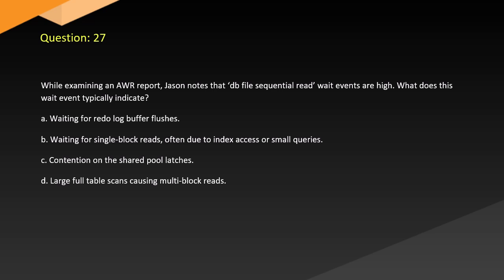Question 27. While examining an AWR report, Jason notes that DB file sequential read wait events are high. What does this wait event typically indicate? A. Waiting for redo log buffer flushes. B. Waiting for single block reads, often due to index access or small queries. C. Contention on the shared pool latches. D. Large full table scans causing multi-block reads.